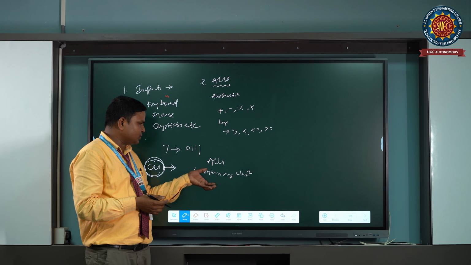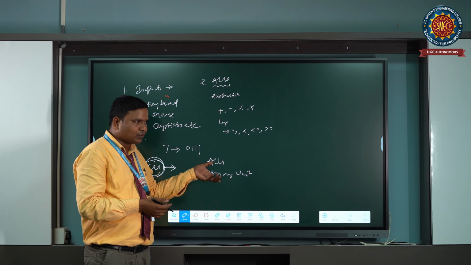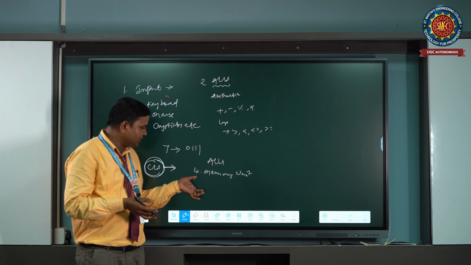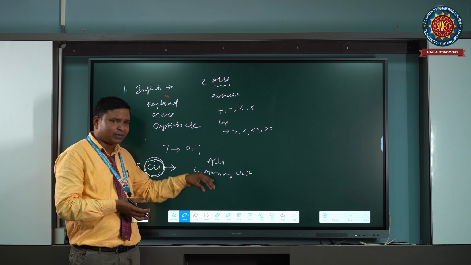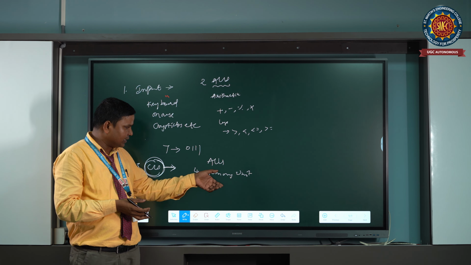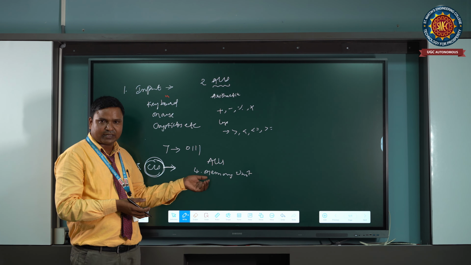So here, the memory unit. What is memory? Memory is where we can store the data, either temporarily or permanently. Internal memories are there, like RAM and ROM, in which we can store the data temporarily.